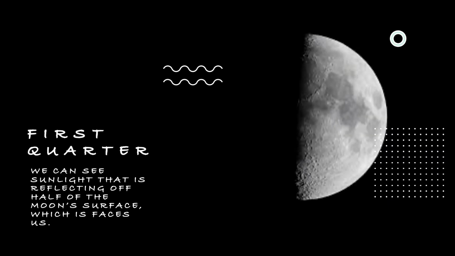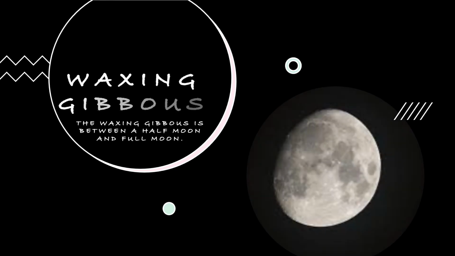During the first quarter, we can see the sunlight that is reflecting off half of the moon's surface, which is facing us. The waxing gibbous is between a half moon and a full moon, meaning that it's not completely full, but it's not half. So it's about 75% visible to us.